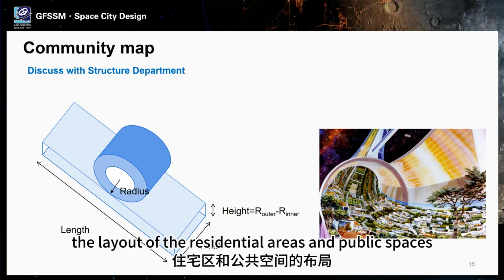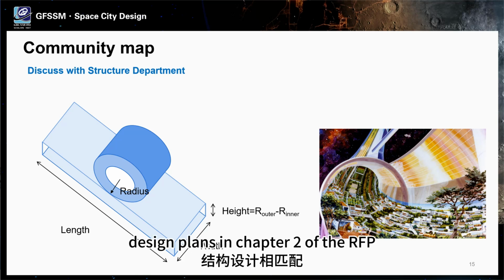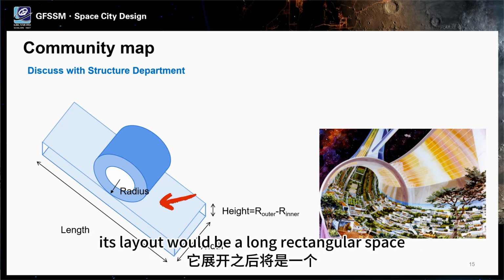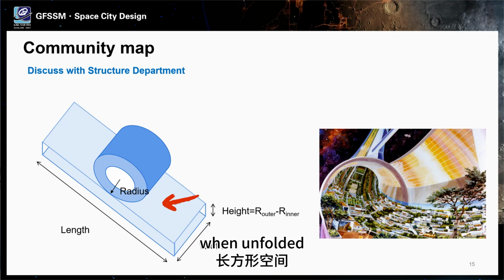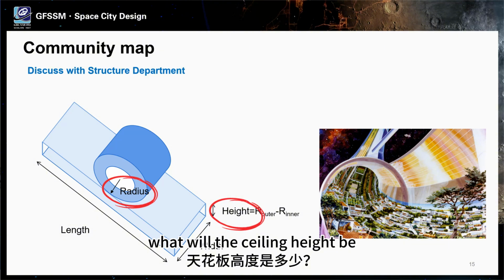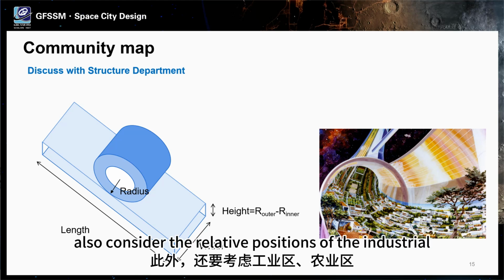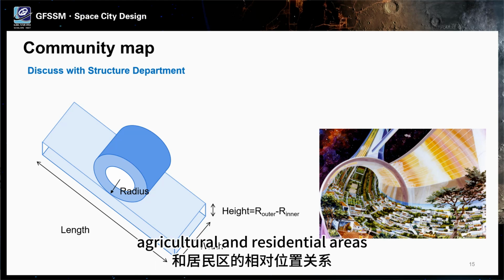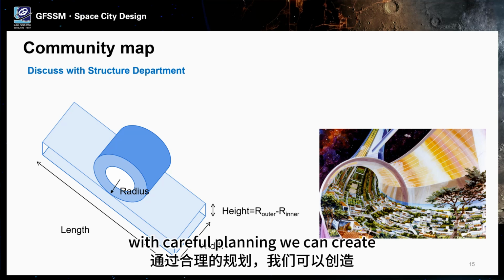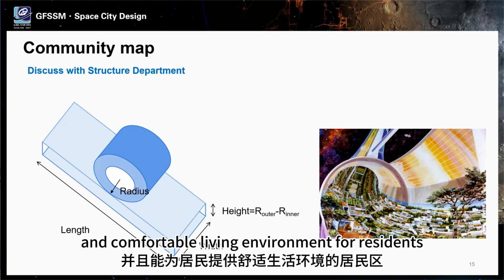The layout of the residential areas and public spaces must match the structural design plans in Chapter 2 of the RFP. For example, if the space city is shaped like a ring, its layout would be a long rectangular space when unfolded. If our residential area has multiple floors, what will the ceiling height be? Does it match the design dimensions in the structural plan? Also, consider the relative positions of the industrial, agricultural, and residential areas and plan for transportation needs. With careful planning, we can create a functional, efficient, and comfortable living environment for residents.